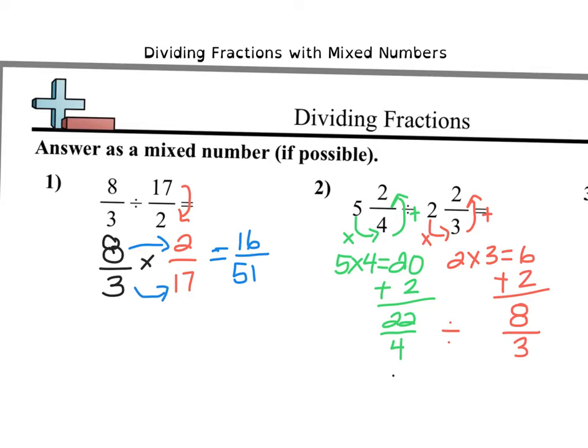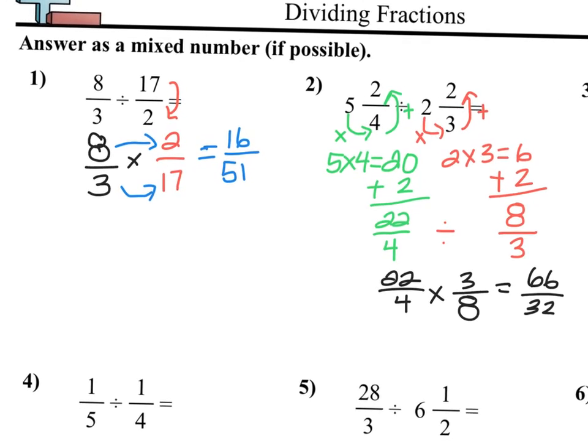So we're going to go 22 over 4 times. We are only flipping this one, so our 8 is going to become our denominator, our 3 is going to become our numerator. So 3 over 8, and then we're going to multiply across. We're going to take that 22 times 3, which is going to equal our 66. We're going to take 8 times 4, which is going to be 32.